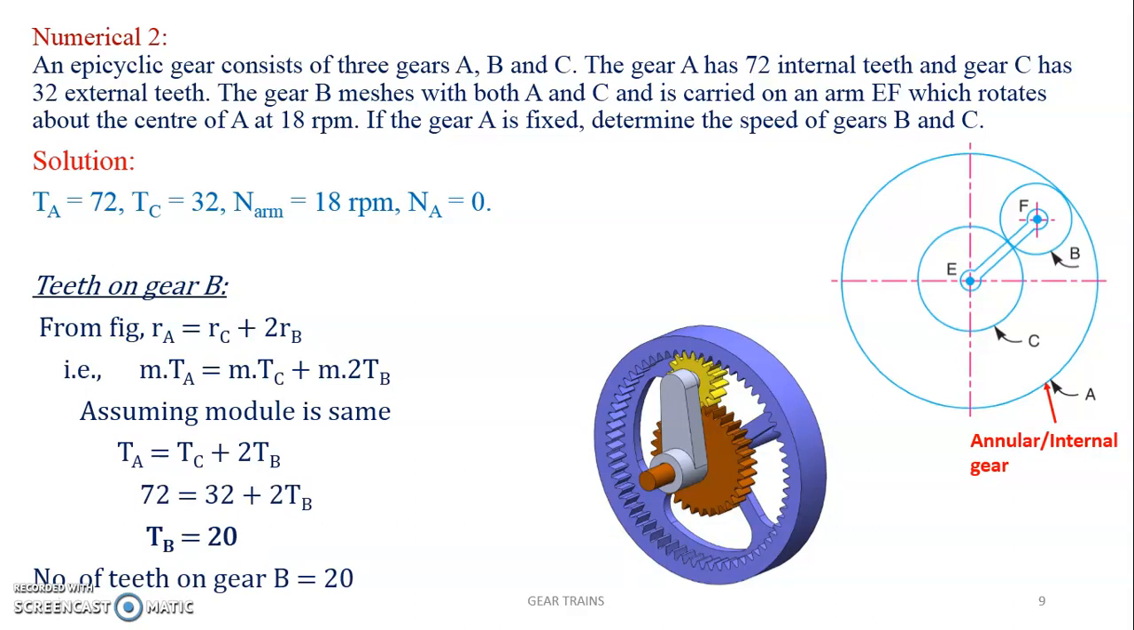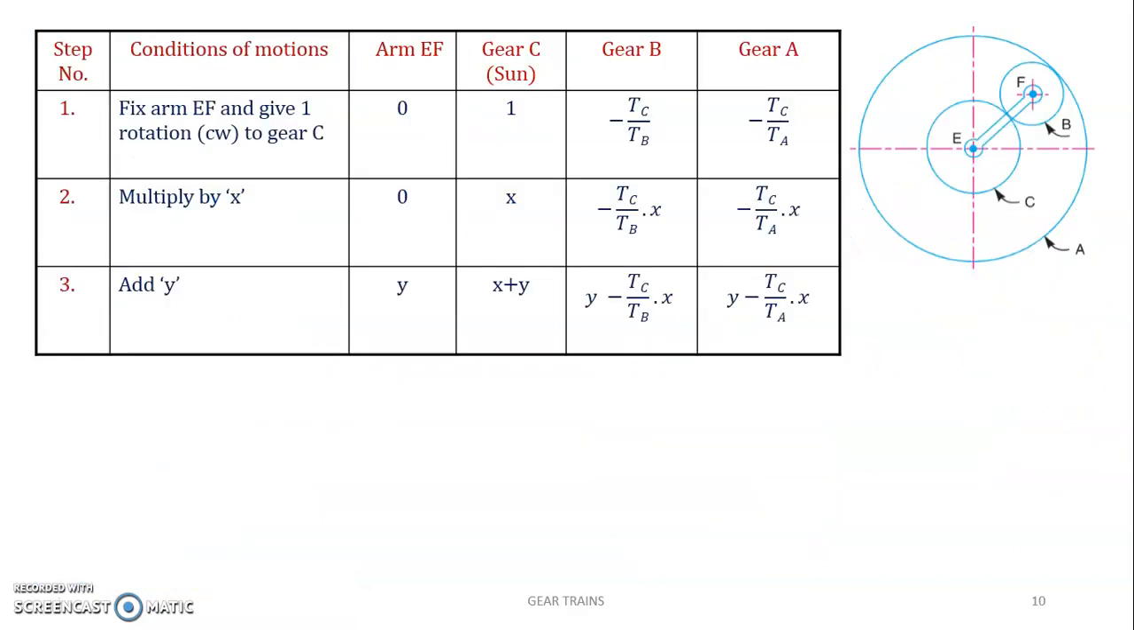Often they won't give you the number of teeth for all the gears, so you have to calculate them first. After that comes the tabular column. In the tabular column, first is the arm, next comes gear C, then gear B, and then gear A. We have to list all the gears first. Usually you keep the sun after the arm, then gear B and gear A, because C is in mesh with B, and B is in mesh with A.